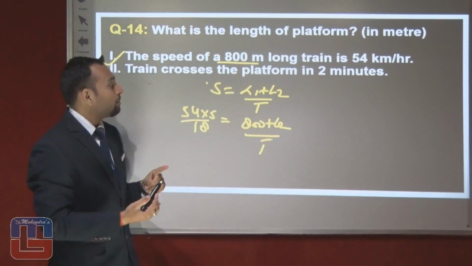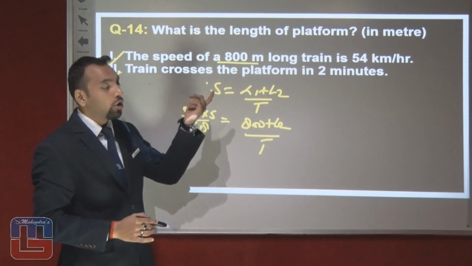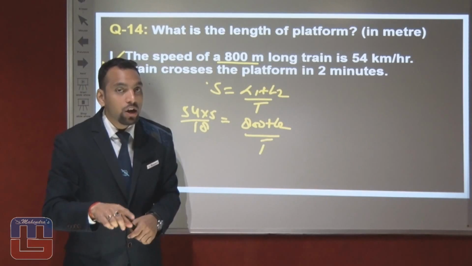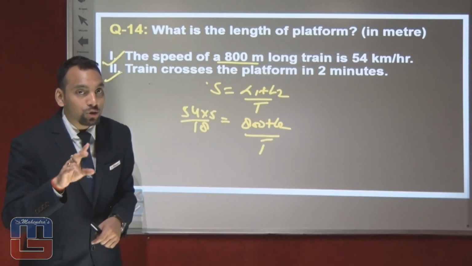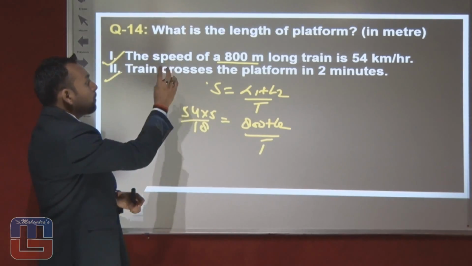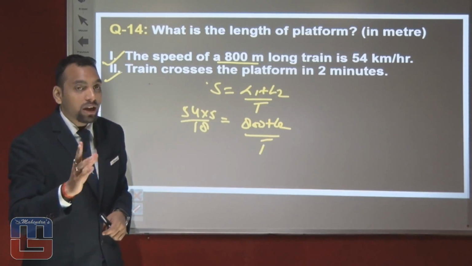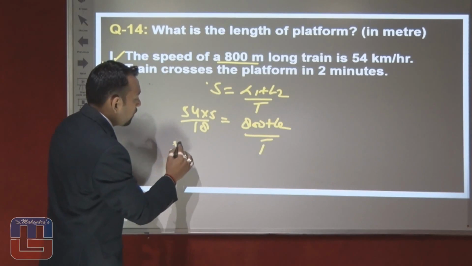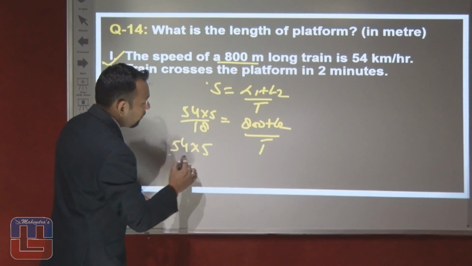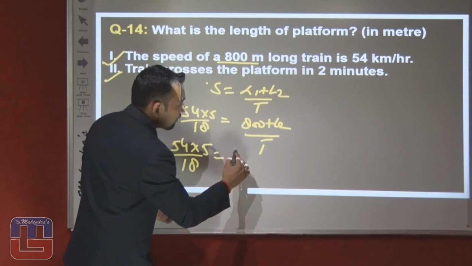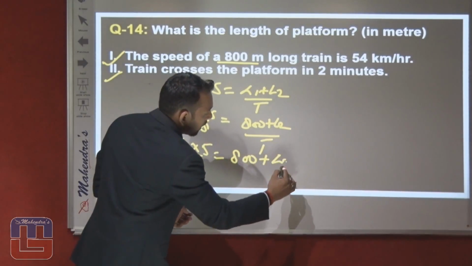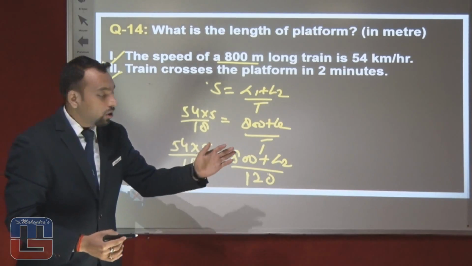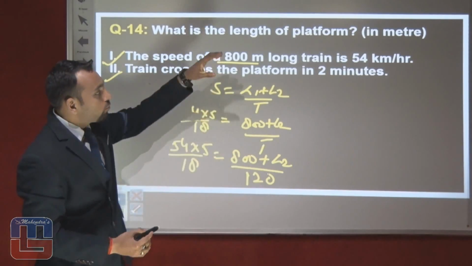So now read the second statement. The train crosses the platform in 2 minutes. In the second statement, we have been given the time as well. So with the help of the second statement, we can find the value of L2. Here it will be 54 into 5 by 18 equals 800 plus L2 over 120, since 2 minutes is 120 seconds.